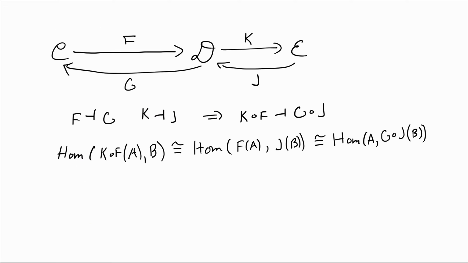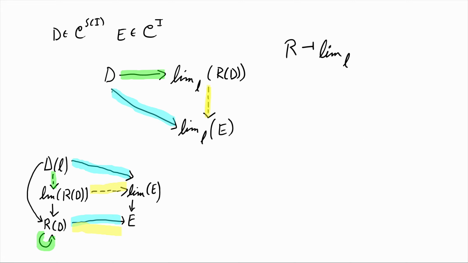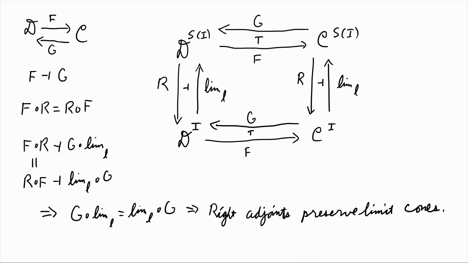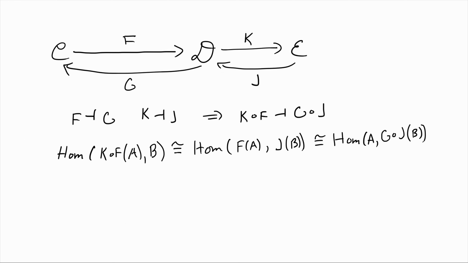So then from that adjointness, we're going to use that adjointness and this result, which we'll talk about in a second, to get to our final result that right adjoints preserve limit cones. So I'm going to explain this. This slide right here will actually come from this result.